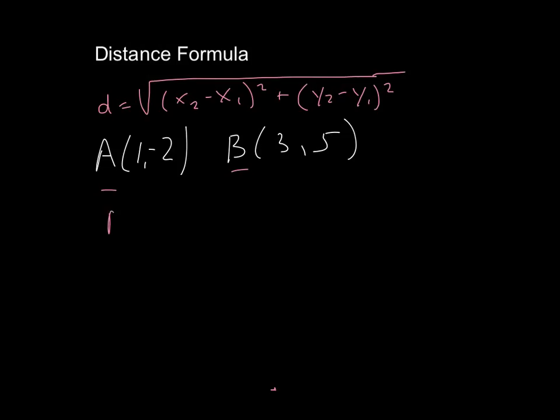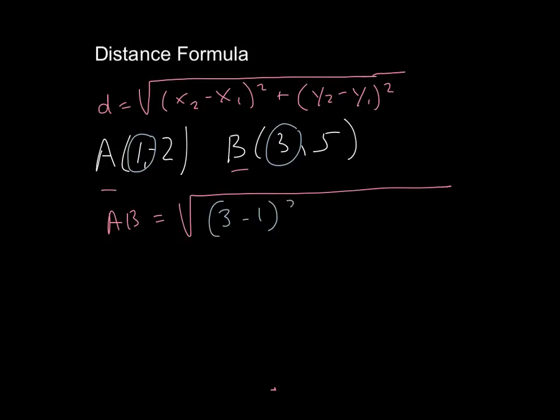So we'll write this down as AB equals the square root of all that stuff that you see in the formula above. Now our x values are 1 and 3. It doesn't matter which one I choose for x2 or x1, but traditionally the second one is going to be x2. The second x value that you see is a 3. So we'll put 3 minus, that minus is part of the formula, the positive 1, and that quantity is squared.